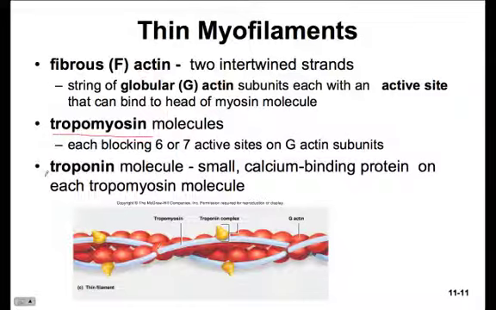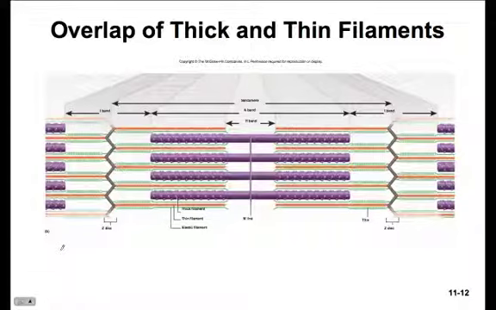In addition to tropomyosin, we have troponin. Troponin are these little yellow molecules here. They're small calcium-binding proteins. And these small calcium-binding proteins act like clips to hold the tropomyosin down on the active sites. So literally, the yellow things here are clipping the white string onto the beads so that the active sites are covered. We can reveal the active sites on the actin if we unclip them or move the troponin molecule. So again, troponin is the clip that holds tropomyosin, which is the strand that covers, onto the G-actin, thus covering the active site. So now let's look at the thick and thin filaments together.